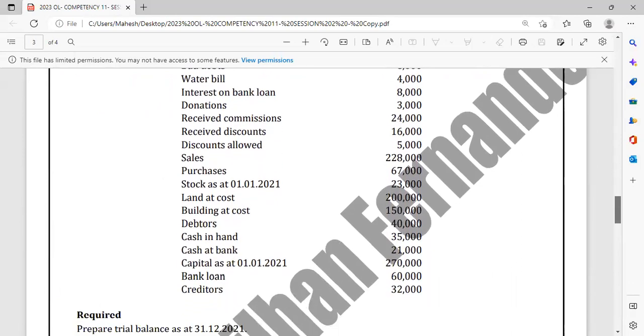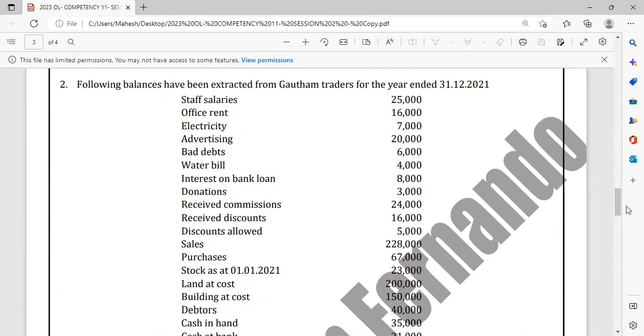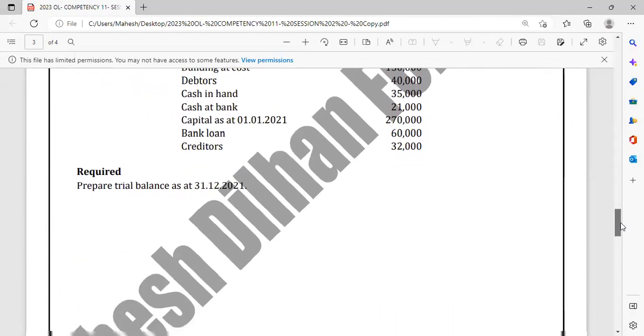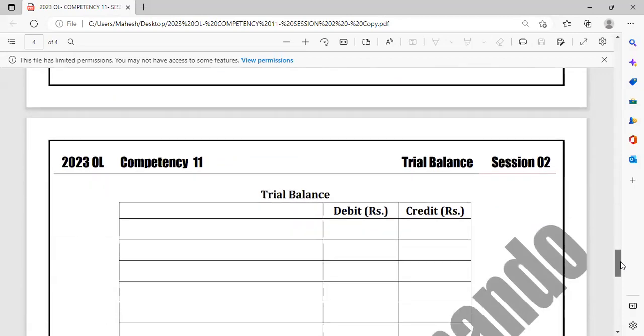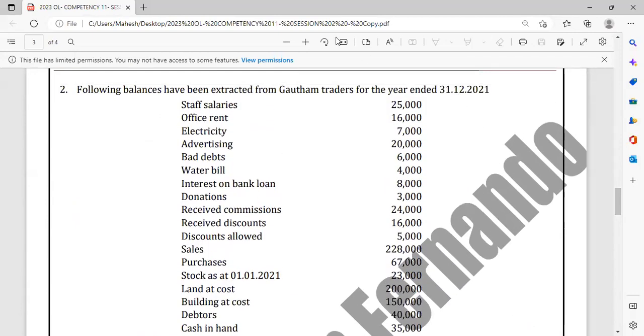I have given you a list of ledger accounts. Right? Can you prepare the trial balance using these balances of ledger accounts? The format is given here. Can you do it? Shall we give a try? Oshani, can you do it? It's all about recognizing the category of the given ledger account.